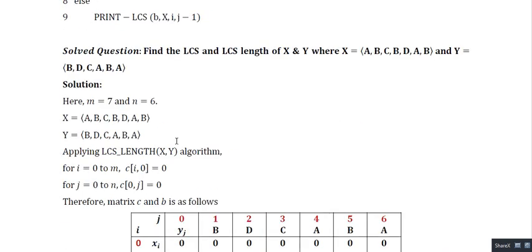Let me go to the problem. Let me find the length of LCS first. Then I will demonstrate how to write the characters present in the LCS. So find the LCS and LCS length. For the time being, I'm focused on finding the LCS length of two sequences x and y, where x contains these characters and y contains these characters.